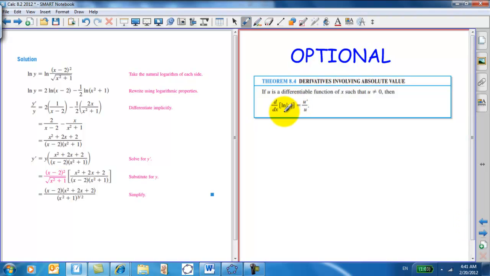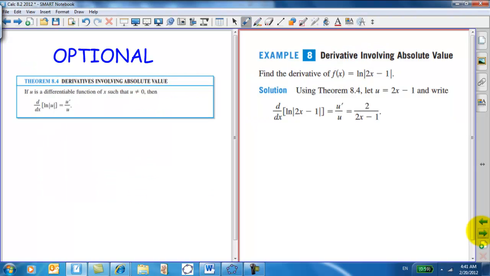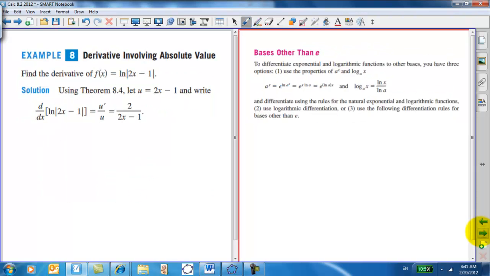There's a special rule: if you take the natural log of the absolute value, you still get the same answer, u prime over u, as long as u does not equal 0. Okay, and there's the example.